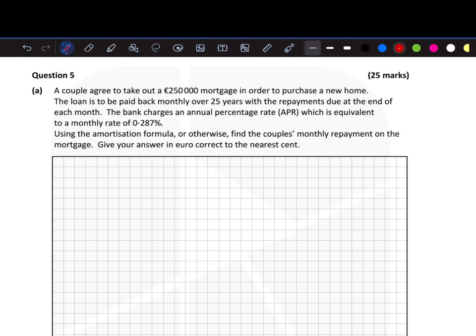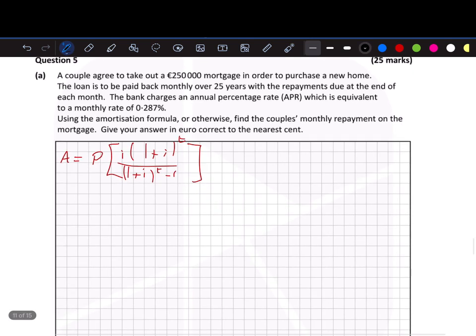So as always, straight away write out the formula, you just get extra marks. It's A equals P multiplied by the interest rate, multiplied by (1 plus i), divided by (1 plus i), and this is all to some power, so I'm going to put it to the power t, minus 1. Fill this out. How many months is it? Well, it's 25 by 12, which coincidentally is equal to 300.